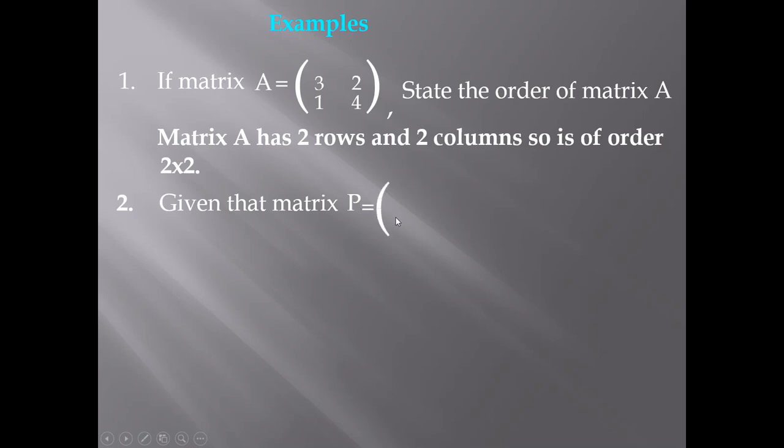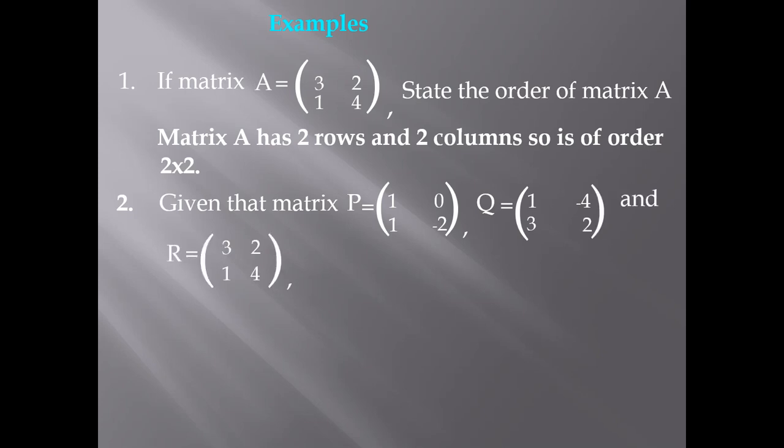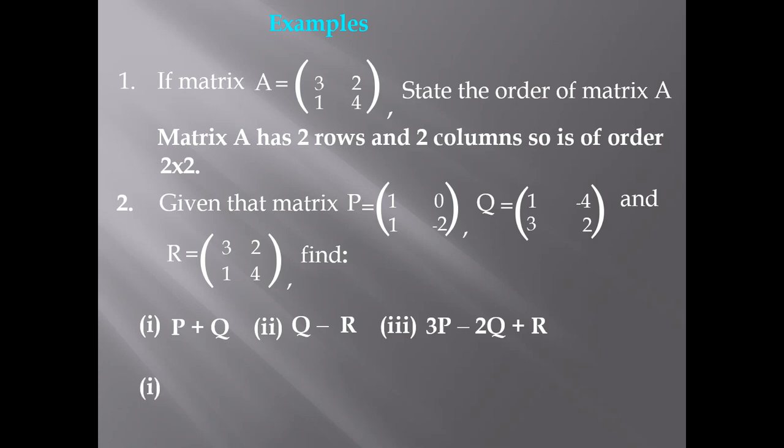We can look at the second example. We have matrix P. So we also have matrix Q. And we also have matrix R. So the first question, we need to get matrix P plus Q, matrix Q minus R, 3P minus 2Q plus R. For the first question, P plus Q, we need to find out: is the order of P the same as the order of Q? This is a 2 by 2, this is a 2 by 2, which means that we can ably add those matrices.